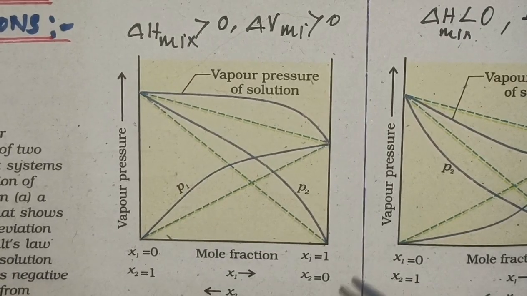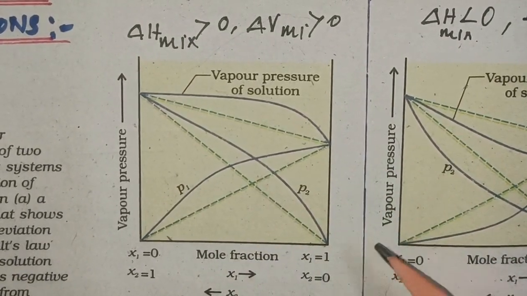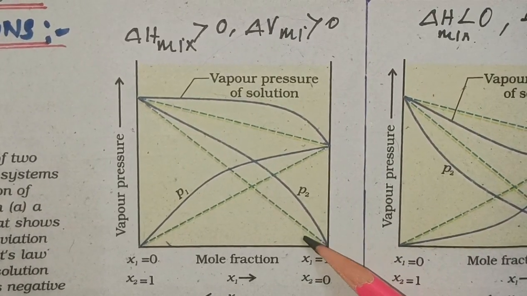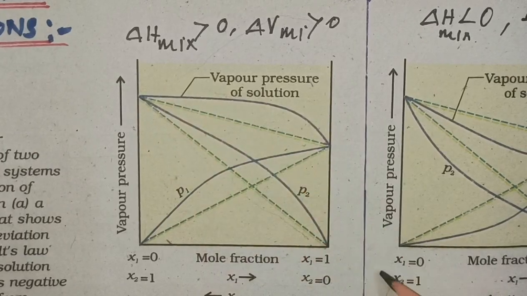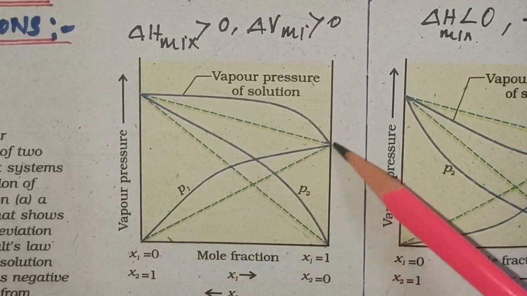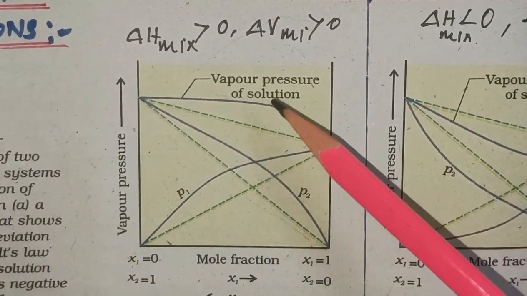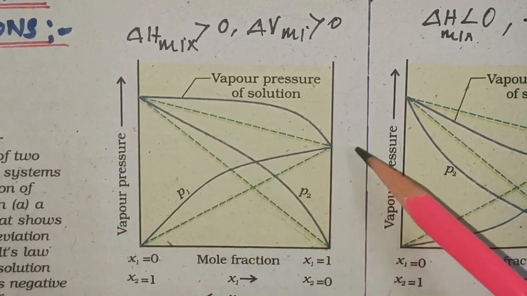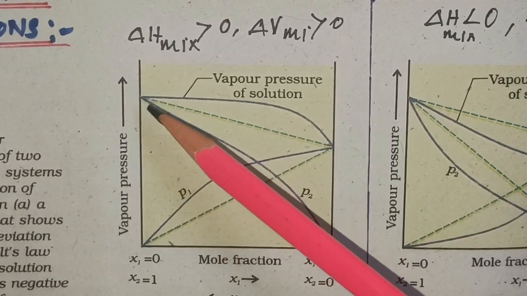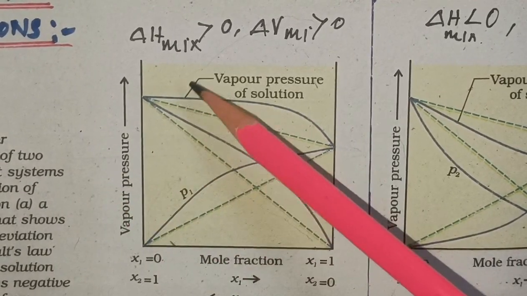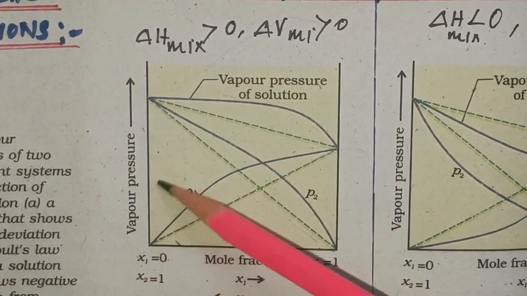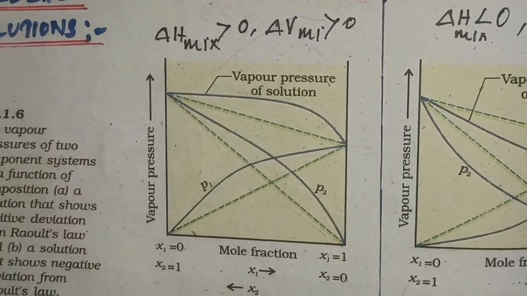In this graph, this is the expected line for component 1 and component 2. Here the expected vapor pressure is the linear one, and here it shows the positive deviation. Similarly, here is the expected one for the second component, and it shows the positive deviation. So on mixing both components, there is a change in the vapor pressure. At the end it shows somewhat higher vapor pressure. After mixing it shows somewhat weaker interaction, thereby the vapor pressure increases.